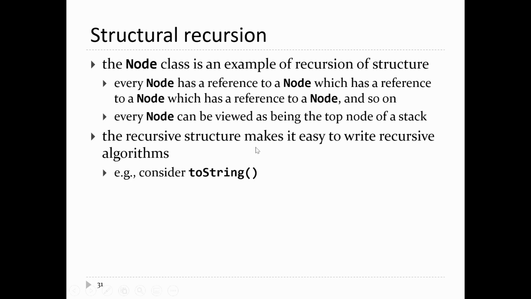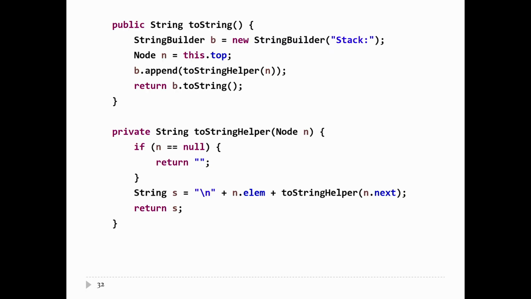Because the structure of a node is recursive, that makes it very easy to write recursive algorithms that operate on the node class. So for toString, I can change the iterative version of toString into a recursive version of toString, and it's pretty easy to do. This is a second implementation of toString that's going to use recursion.